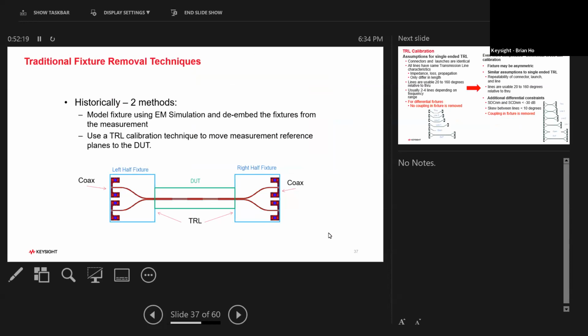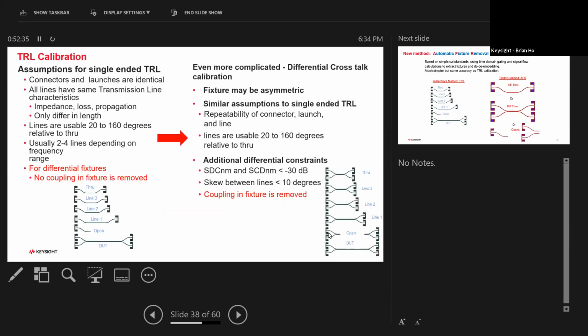So historically, we talked about this in the de-embedding, where we do modeling as well as the traditional TRL, the through reflect lines, where we do the modeling of the left half and right half, where we cut it into half. That's a traditional method. But a lot of times with the TRL method, it gets very complex, right? This is just for a single-ended, where we have one through, one line, two lines, one line open in DUT. And you've got to do that for a certain frequency, for a measurement. It can be confusing. It can be hard to characterize.